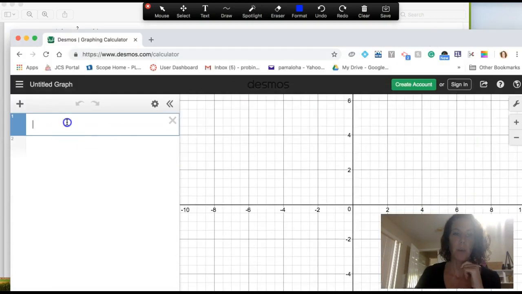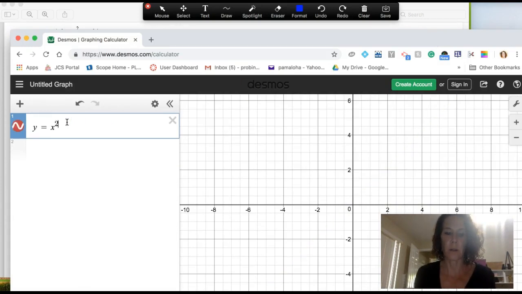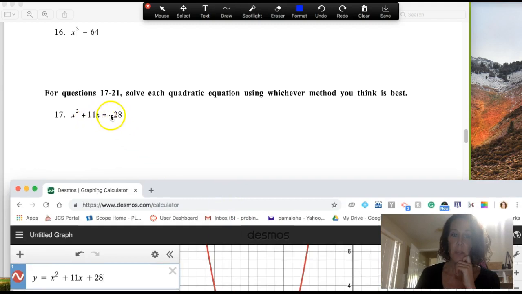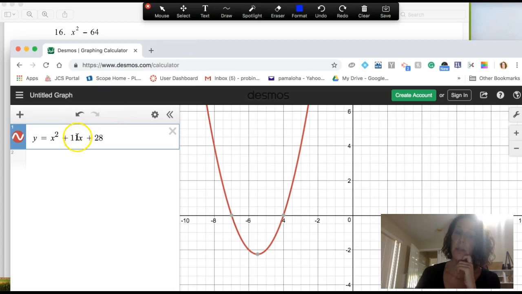I'm actually going to pull it to the other side and go y equals x squared plus 11x, and then I'm going to move 28 to the other side and make it positive 28. Okay, and when I graph that, you can see on my graph, my solutions would be where y is equal to 0, because I was pulling this to the other side and setting it equal to 0. So here's the related equation, and we want to know the zeros when y is 0.